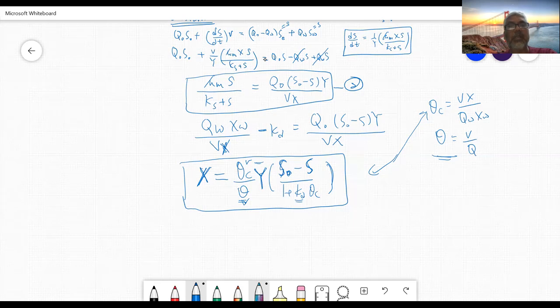in the aeration tank. So I stop here for 1 minute and I want to ask if you have any questions. Anybody has any question? So here Y is constant. Y is the yield coefficient. Also, we discussed what the yield coefficient is last semester.